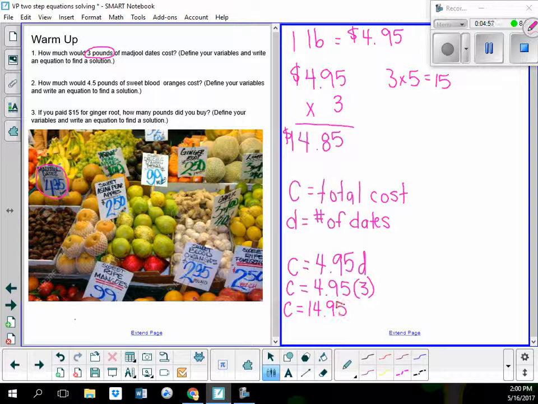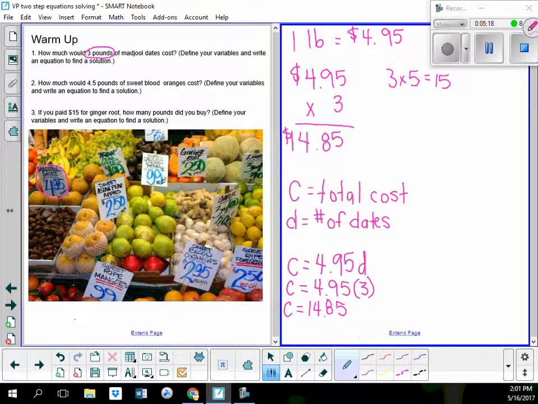How are you guys doing so far? Yeah. Oh, it should be... good catch. Oh my gosh, I love it when you guys do that. Thanks for catching my mistake. $14.85. There we go.